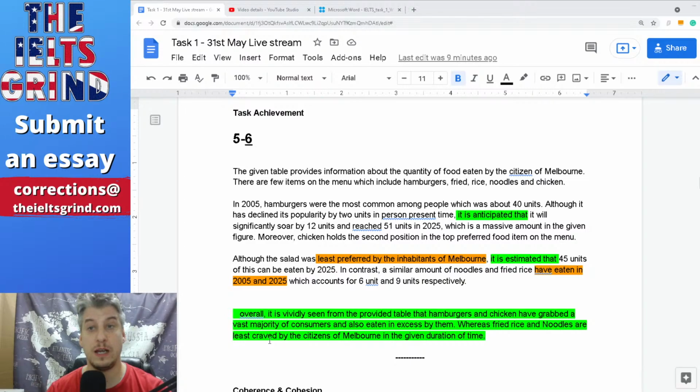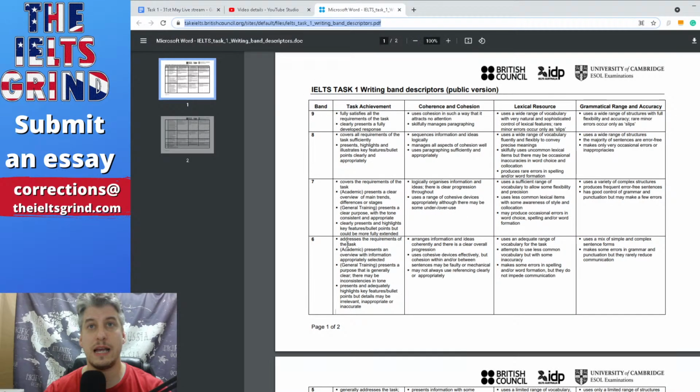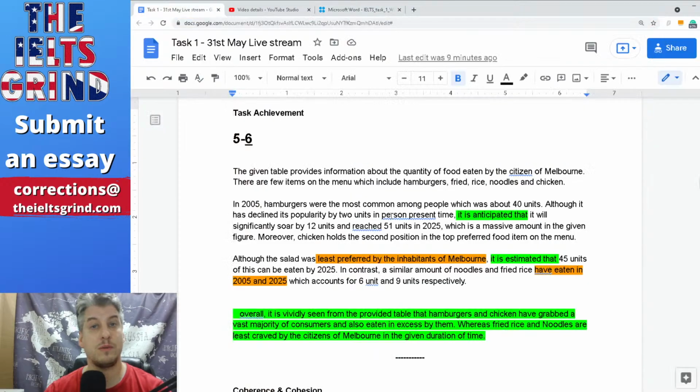If you don't write a clear overview, you cannot get higher than a band score 5. So because Nazrin addresses the requirements of the task to a certain extent, they present an overview with information appropriately selected, and they adequately highlight key features, bullet points, etc. I'm quite confident to give Nazrin a band 6 here. I think the overall message was pretty good. They definitely understood the task.